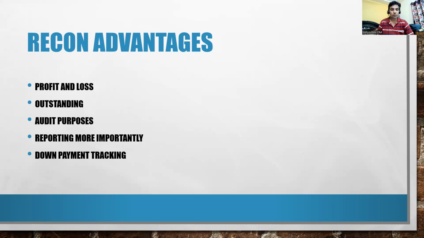More importantly, it is important for reporting at a higher management level, to know what is actually happening: how much we received, how much we are supposed to pay against a vendor, how much we are supposed to receive against a certain customer. It gives a clear picture, and it is also able to track your down payments. For example, a customer made a down payment of 10,000 rupees worth of stock, or 1,000 euros, or whatever currency you take. How would I come to know? All these are the basic advantages.